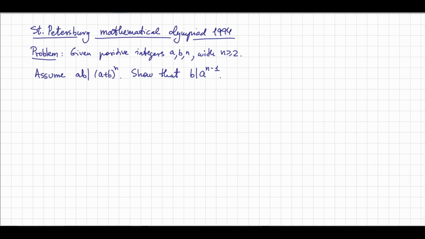Today we want to look at a problem from the St Petersburg Mathematical Olympiad from 1994. The problem says, given positive integers a, b, and n, where n is at least 2, assume that a times b divides (a plus b) to the nth power. We need to show that b must divide a to the power n minus 1.